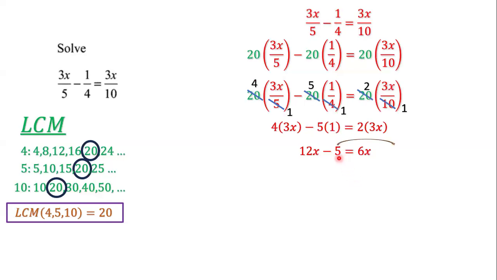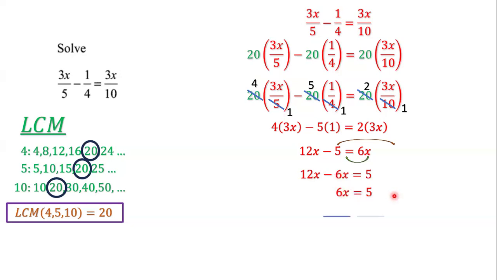Next, we take this negative 5 and we send it over the equal sign. So that becomes a positive 5 instead of a negative 5. We have 6x, we send that over the equal sign, and that becomes negative 6x. So we have 12x minus 6x is equal to positive 5. Next, 12x minus 6x is definitely 6x. And so we have 6x is equal to 5.